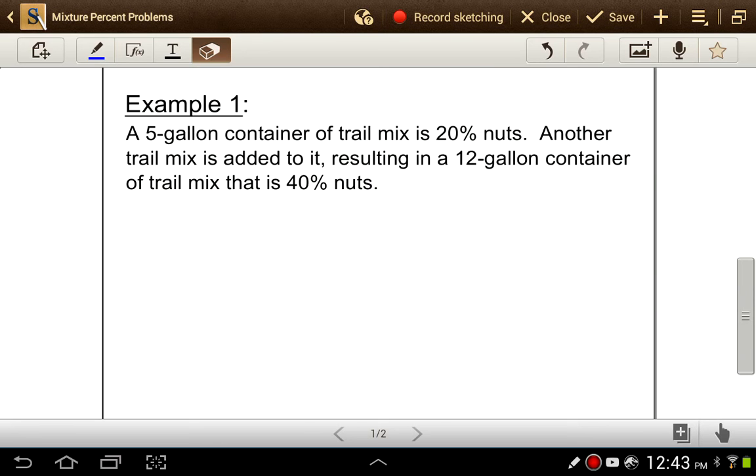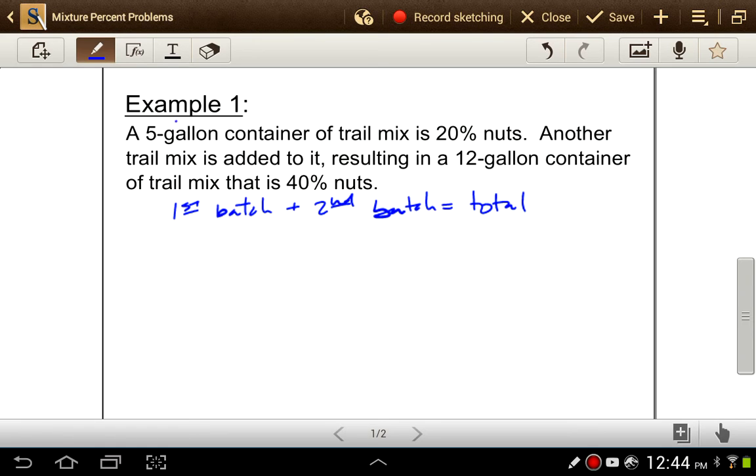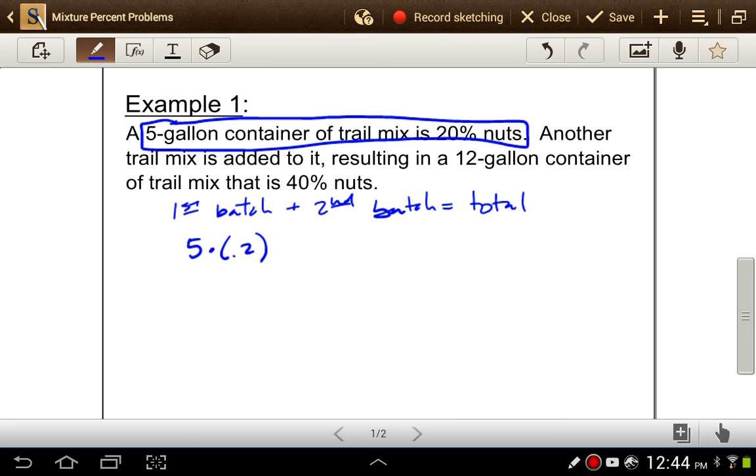When we're adding in a problem like this, we have two parts equaling a total amount. So our first container, our first batch of trail mix, plus our second batch of trail mix is going to equal our total amount. We're going to write an equation that fits the information that we know. I'm going to use the 5-gallon as my template. I know that the 5 gallons is 20%, so I'm going to do 5 times 0.2 for 20%. Now I'm going to add it to my second batch.